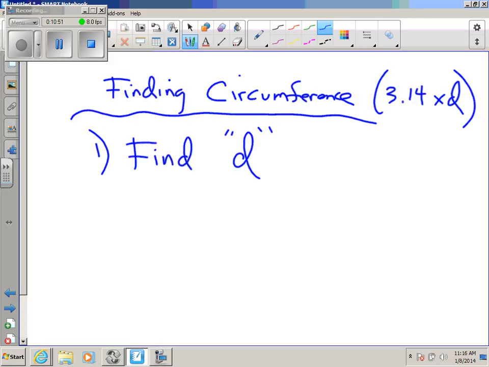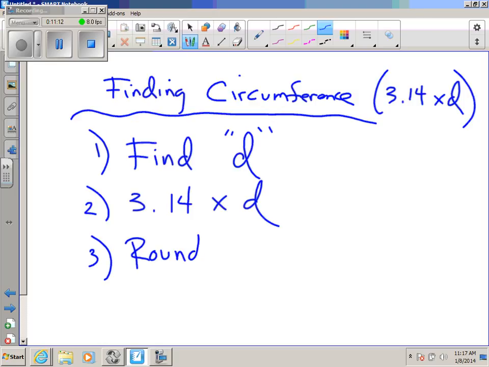Step 2, we're going to take that 3.14 and multiply by that newly found d. Step 3, we will round, and depending on what they want you to round to, it'll tell you on the assignment, or sometimes it's tenth, sometimes it's hundredth. You'll just have to pay attention, but just step 3 is round. And then step 4, label.